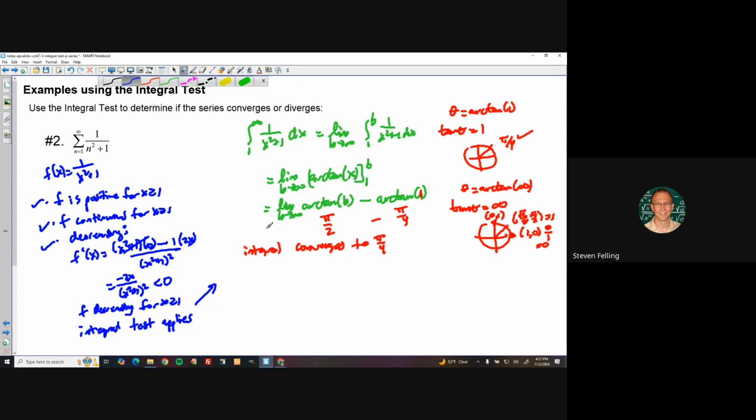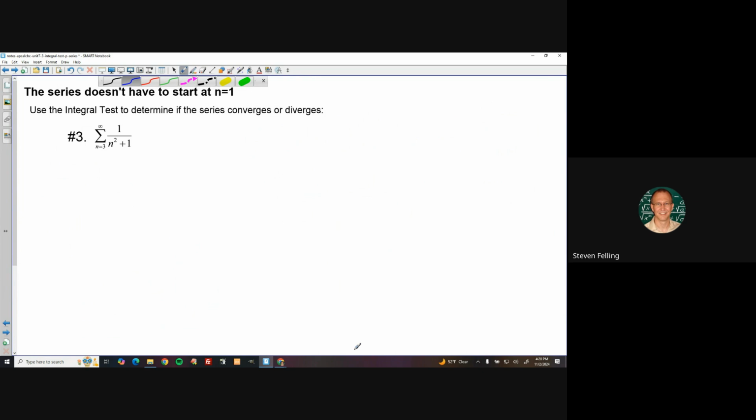And therefore, we can say the series n equals 1 to infinity of 1 over n squared plus 1 also converges by the integral test. All right, so this is how you use the integral test. Let's keep looking at some examples.